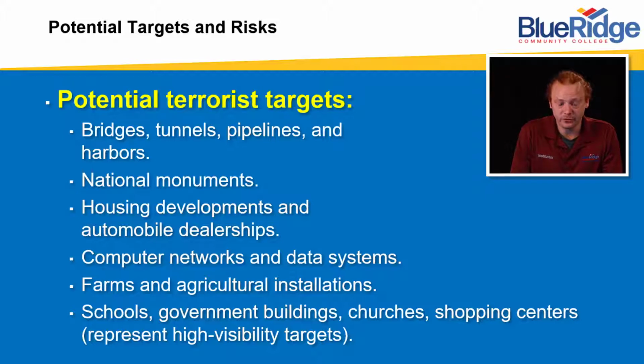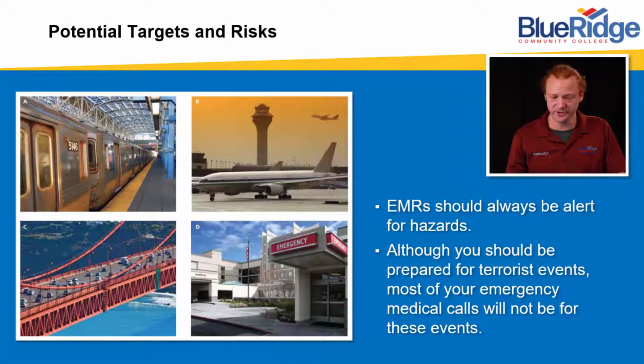Farms, agricultural installations may be targets for terrorists trying to destroy or taint national food sources. Schools, government buildings, churches, and shopping centers represent high visibility targets. In an open society, a person committed to performing a terrorist act can access most components of infrastructure. Emergency medical responders should always be alert for hazards, those associated with the terrorist event, as well as those connected to any other emergency.